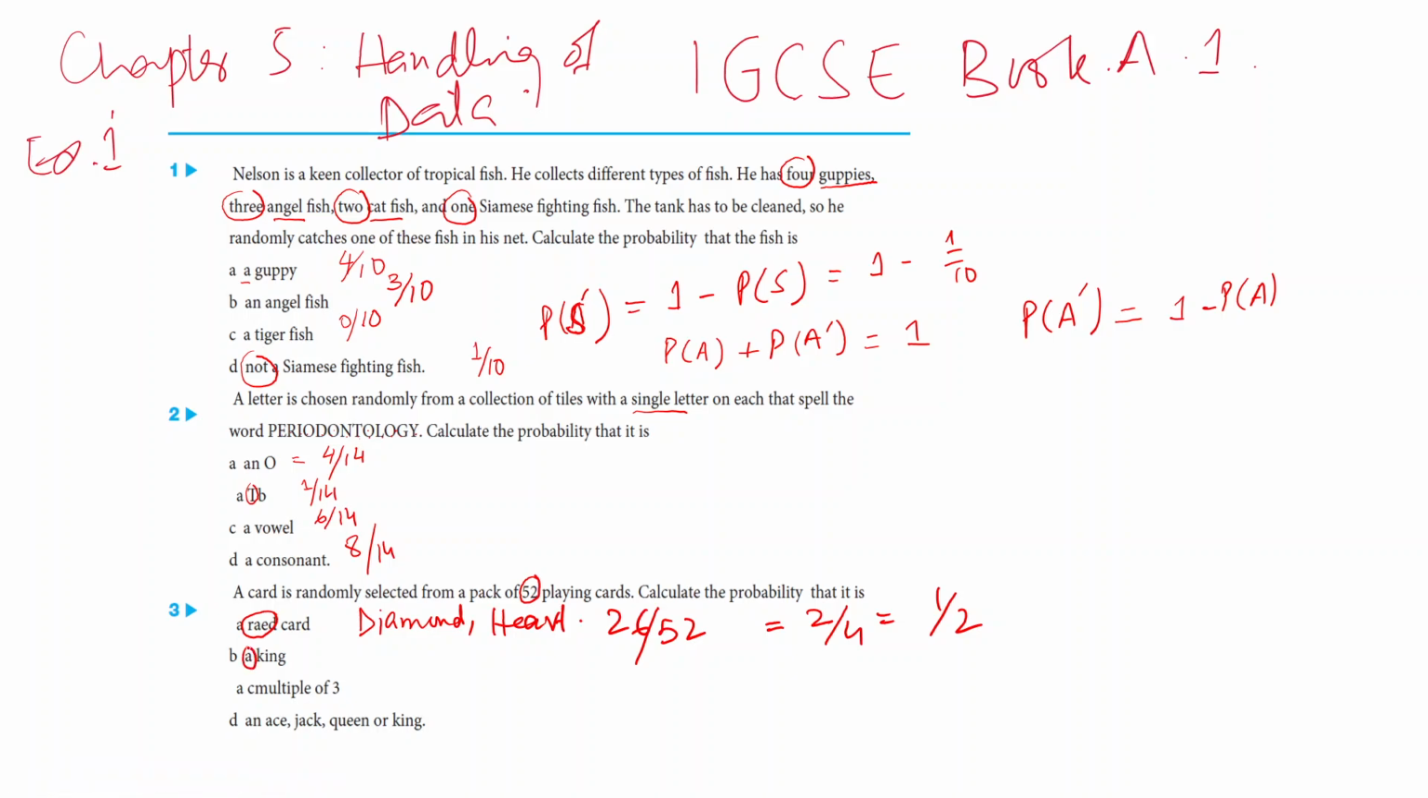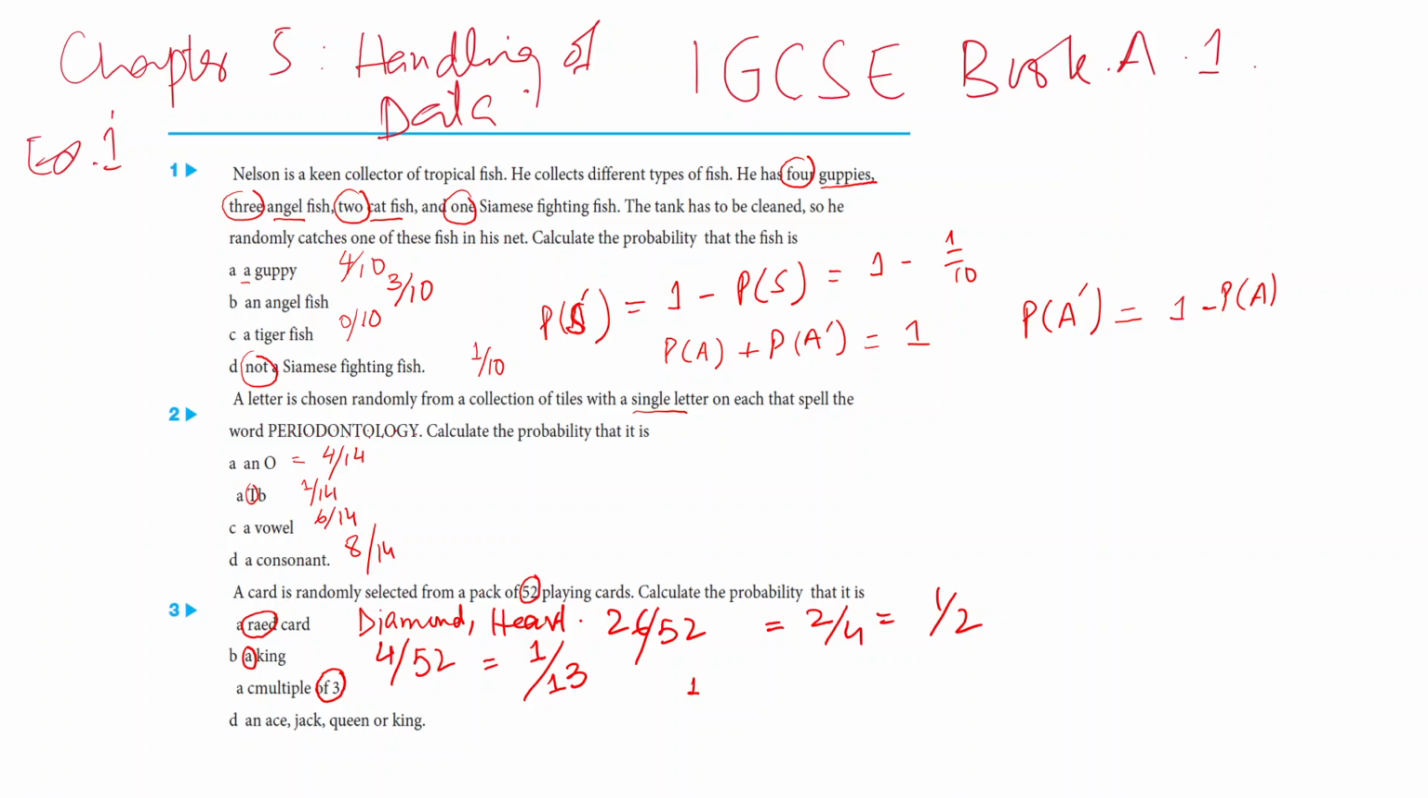A king, the probability of having a king. How many kings do we have in all 52 cards? There are 4 kings. So 4 out of 52, or 1 out of 13 will be the probability of having a king. And a multiple of 3. So a multiple of 3, that means in a card, how many numbers do we have which can be a multiple of 3.